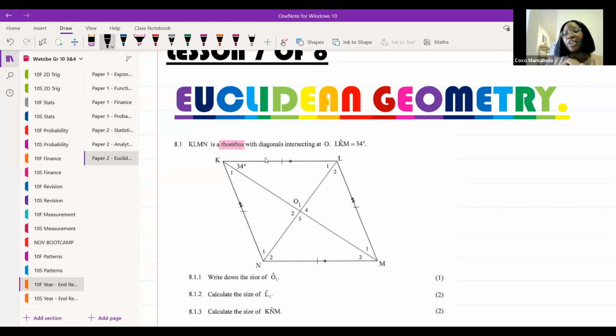Good. Opposite angles are equal. Excellent. Diagonals bisect at 90 degrees. That's it, Anotida, beautiful. Diagonals bisect. That word bisect is very important. Who can remember, what does bisect actually mean?